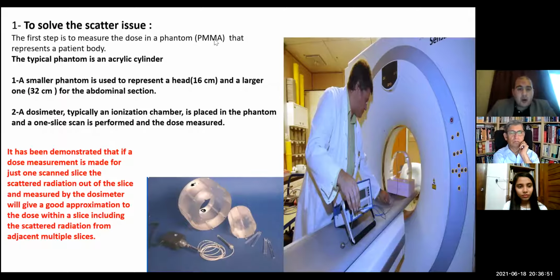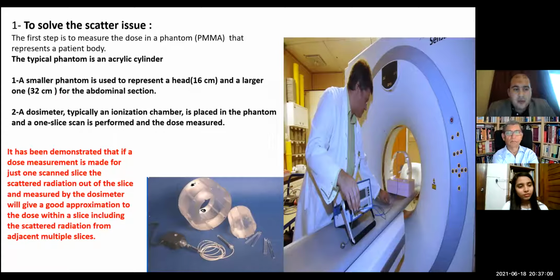Okay, if we want to solve the issue of scatter, we will use PMMA acrylic phantom. We are using two phantoms, one for the head, 16 centimeter, and another one, 32 centimeter, for the abdominal section, okay? And we are using an ionization chamber to measure the dose in this phantom, okay? So we are using this phantom as a simulator for patients, and we are using the ionization chamber to measure the dose of the X-ray or of our CT.